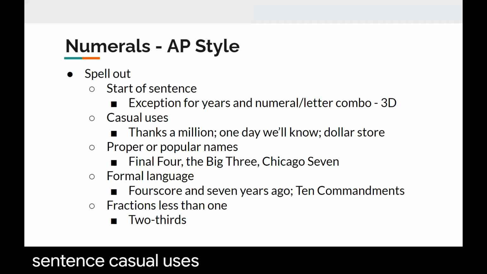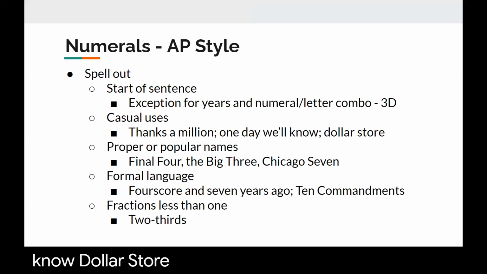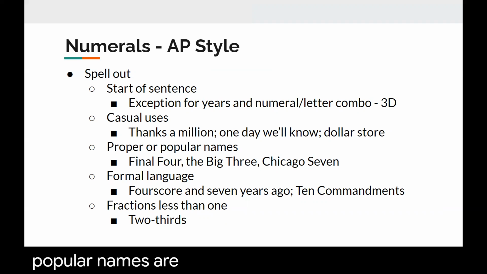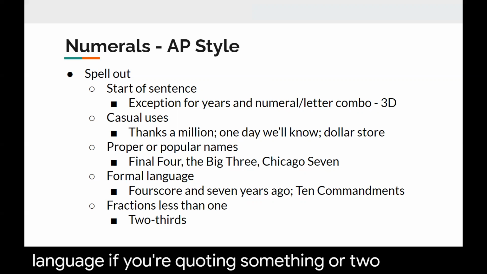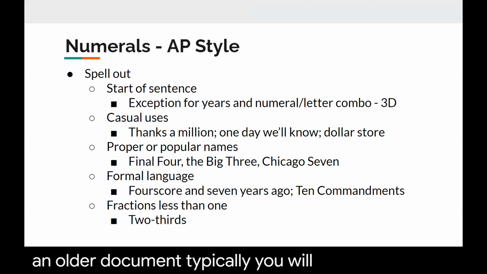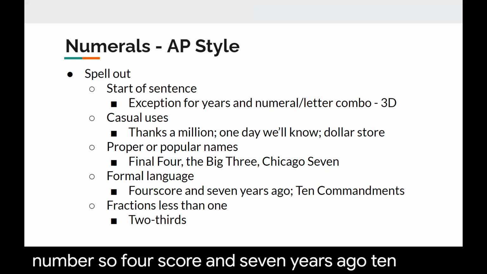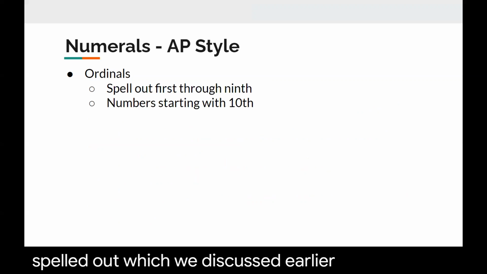Casual uses of some of the exceptions that we talked about, like thanks a million, one day we'll know, dollar store, things like that. Here you're always going to spell out the numbers. Proper or popular names are typically spelled out, such as the Final Four, the Big Three, the Chicago 7. Formal language, if you're quoting something or talking about an older document, typically you will still spell out the number. So 7 years ago, 10 commandments. Fractions less than 1 are also spelled out, which we discussed earlier.